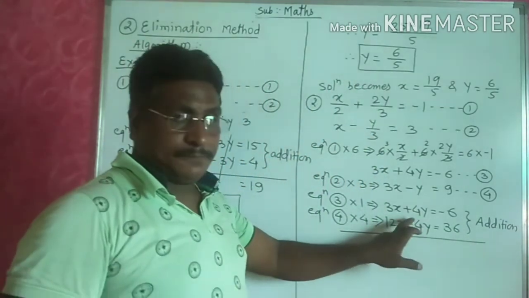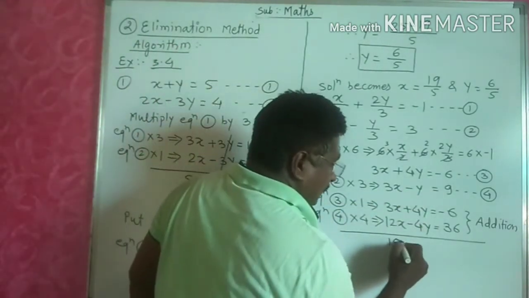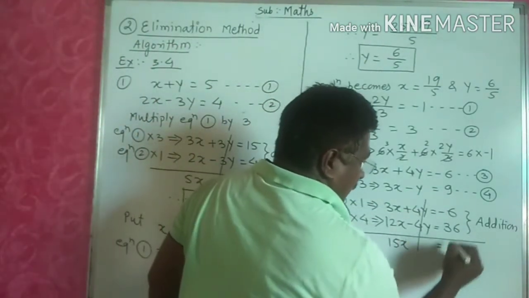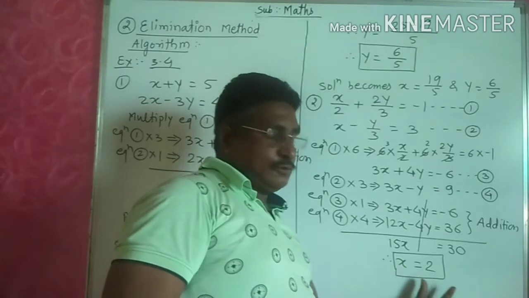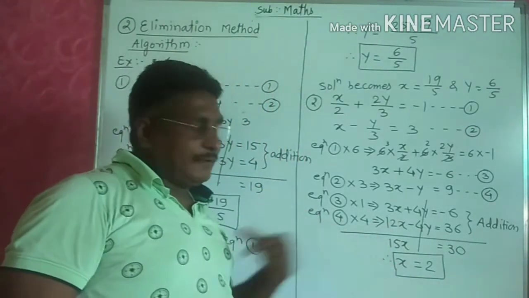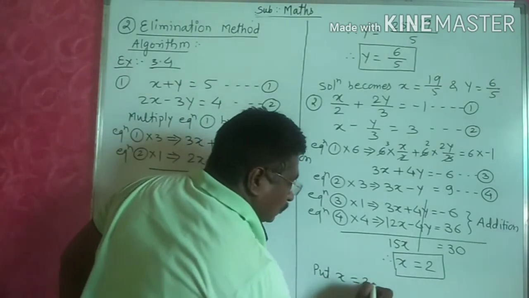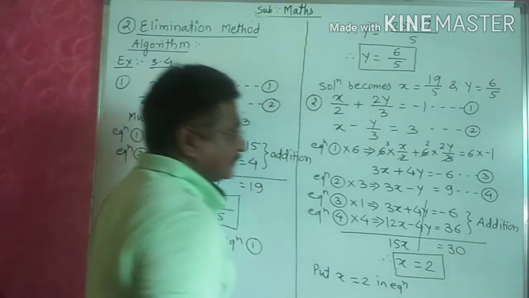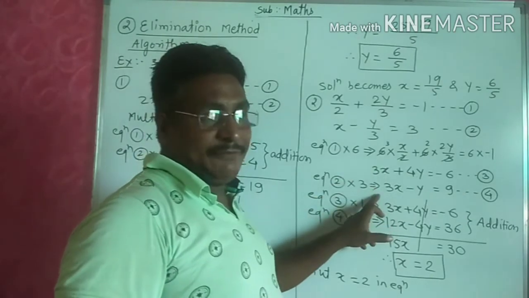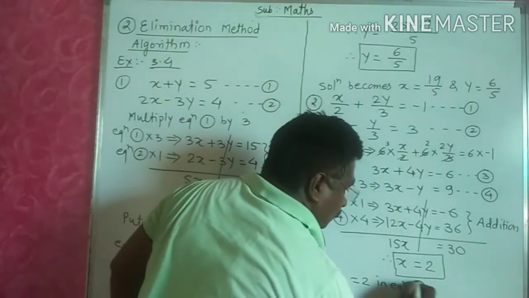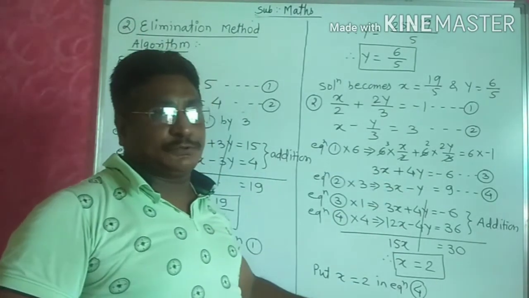If the sign is the same, then what has to be done? Subtraction. So what will we get? 15x, the y terms eliminate, and here 30. So therefore x equals 2. Now we got the value of x. Now put x equals 2 in equation 3 or 4, any one of these. Wherever the calculation is less, in that equation we have to substitute the value.